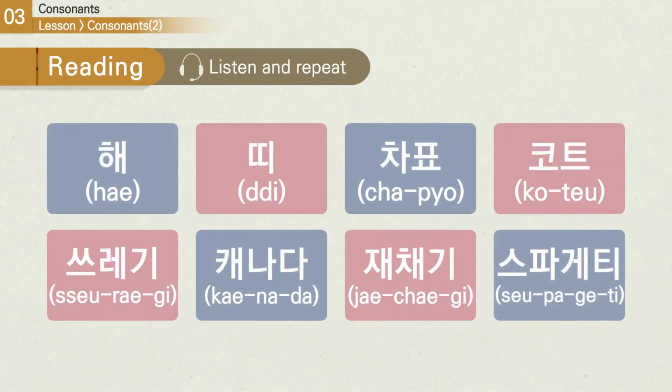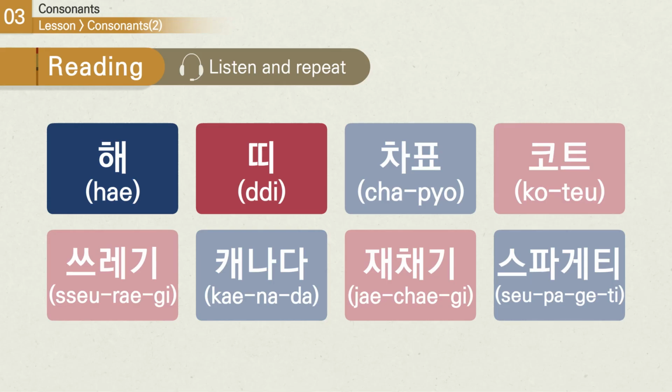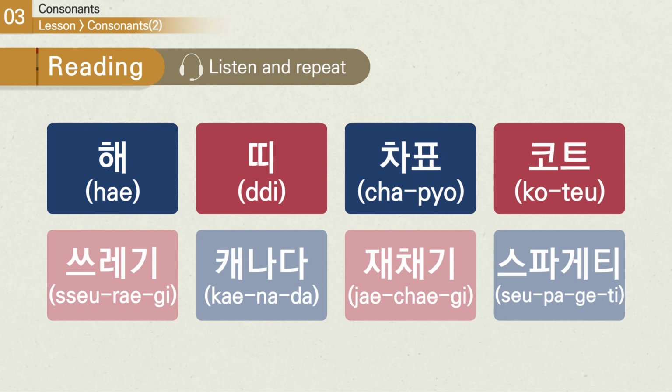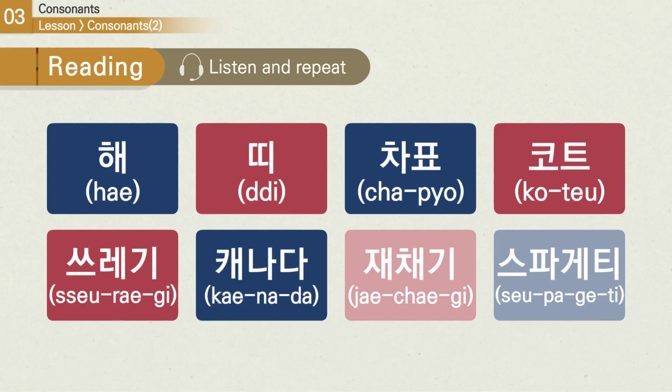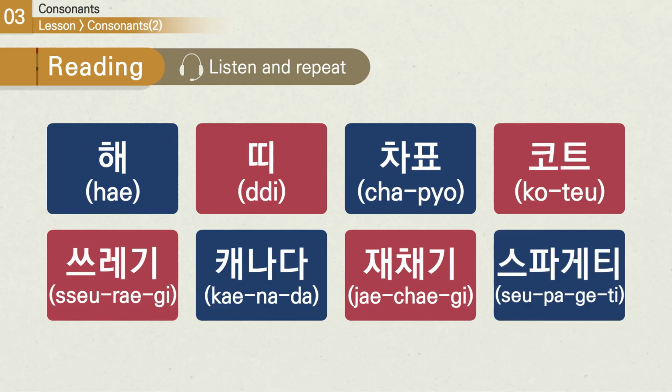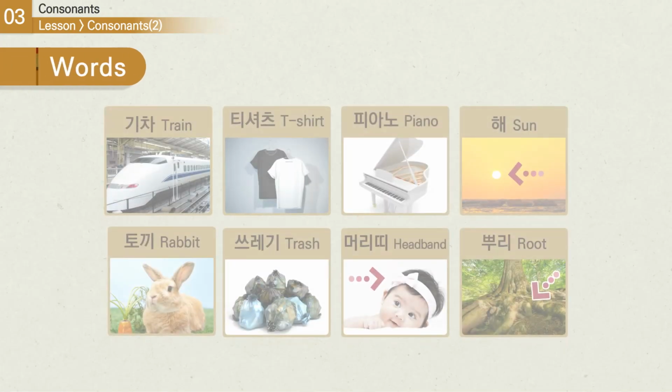Let's try reading these together. Listen and repeat after me. 해, 띠, 차표, 코트, 쓰레기, 캐나다, 재채기, 스파게티. Think about what their meanings could be as you read them.